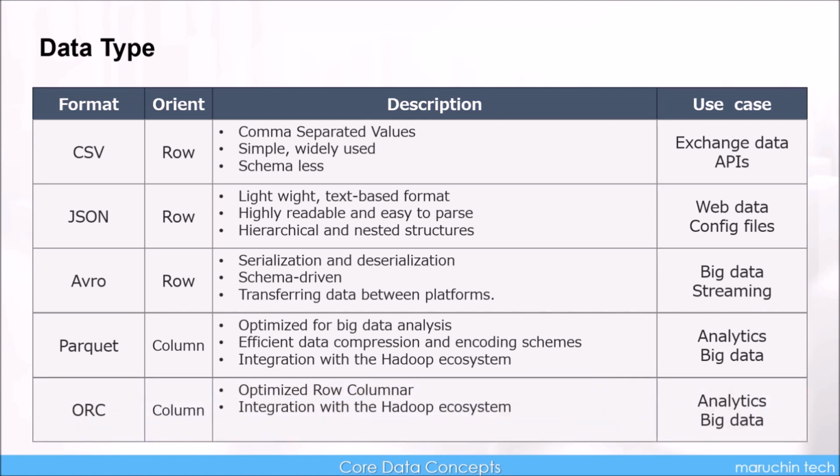ORC, optimized row columnar, like Parquet, is a column-oriented storage format. It is used primarily with the Hadoop ecosystem because of its superior performance in terms of compression and speed.